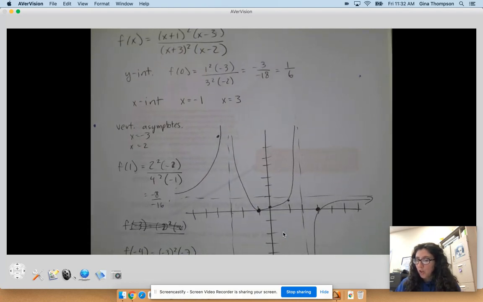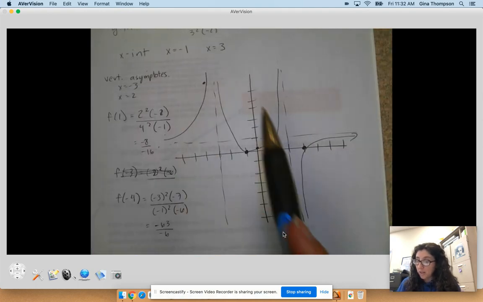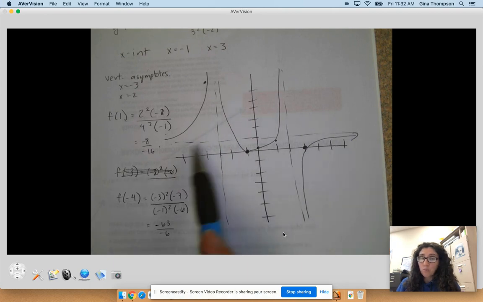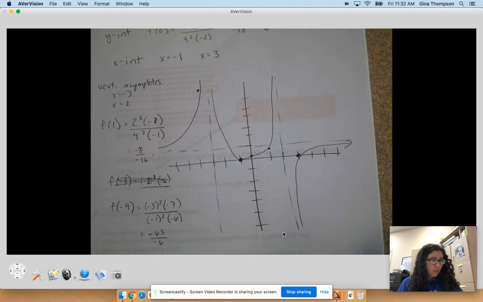Okay, so what did we do? We found the x and y intercepts, we found vertical asymptotes, horizontal asymptote, and then we plugged in a few points to kind of get the rough shape of the graph. Okay, let's try another one.